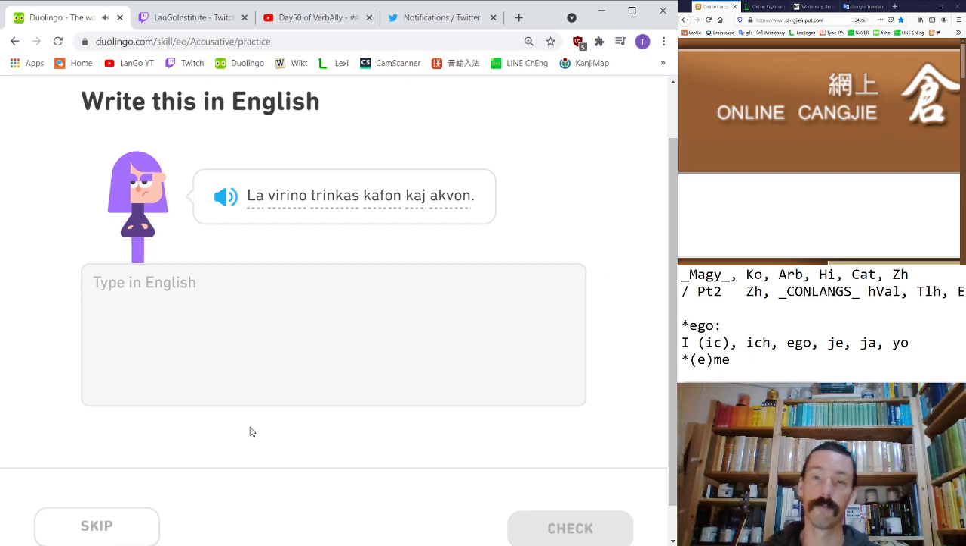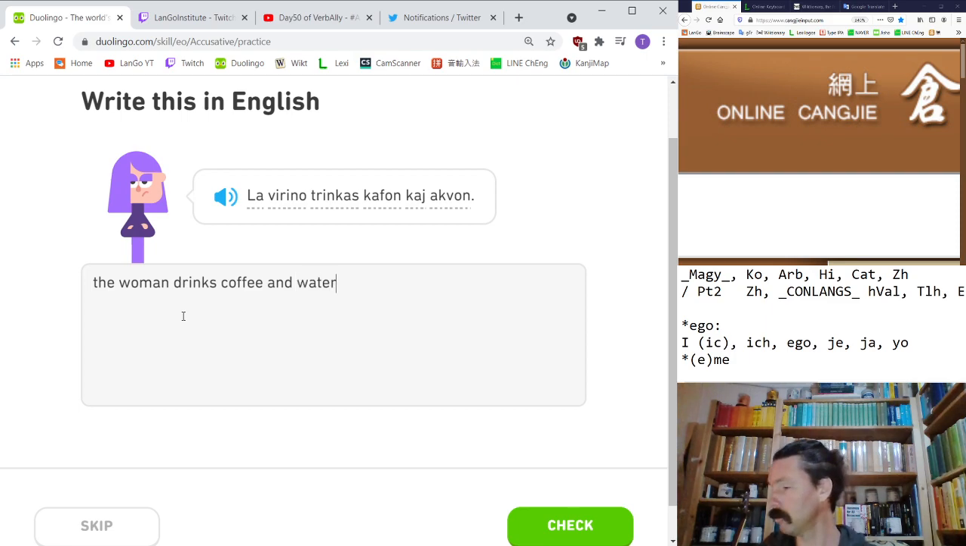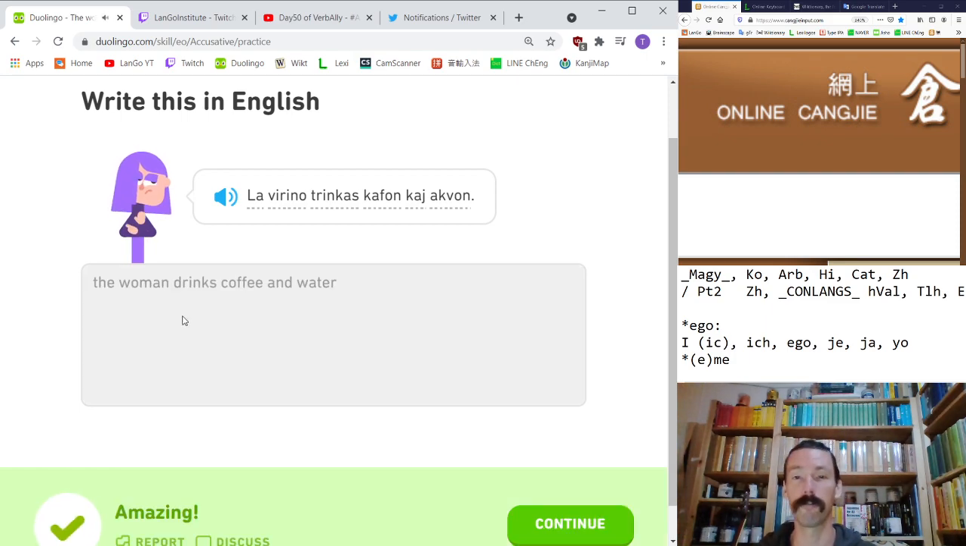La virino trinkas kafon kaj akvon. La virino, the woman. Subject. Trinkas, drinks. Kafon. Kaj, and. Akvon, water. So if you know a smattering of European languages, you can recognize and hold on to this vocab of Esperanto quite easily. It's a lot of fun.